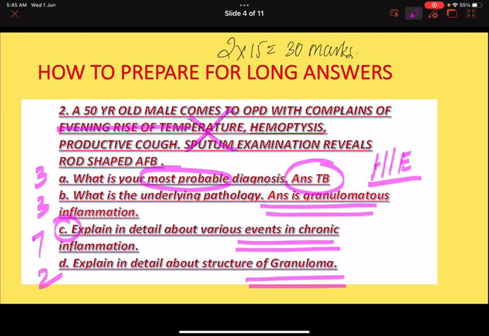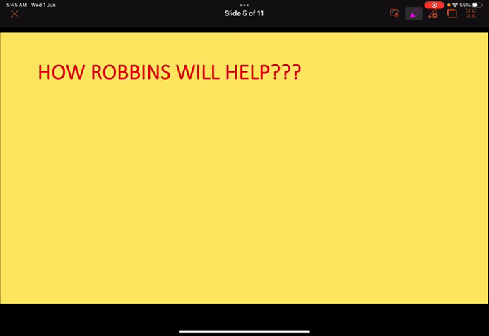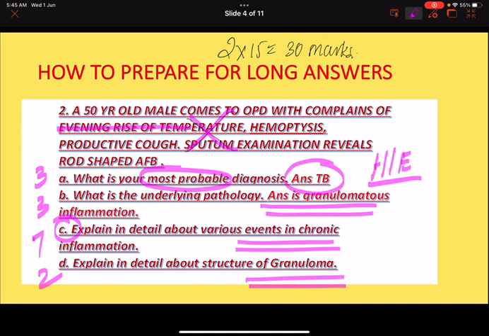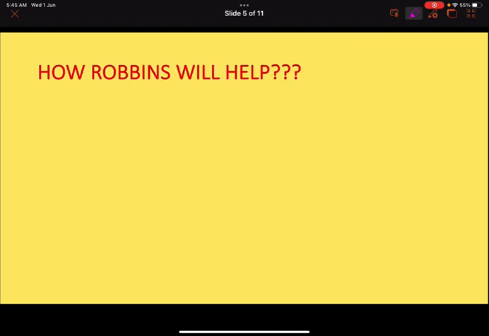So whenever you approach, from your university question papers or from the question bank that I am posting, you will have an idea what essay questions may probably be asked. In such a case, remember how you should approach that question. How Robbins will help, I will come to this. Before that, I am going to tell you how you should approach such a question.